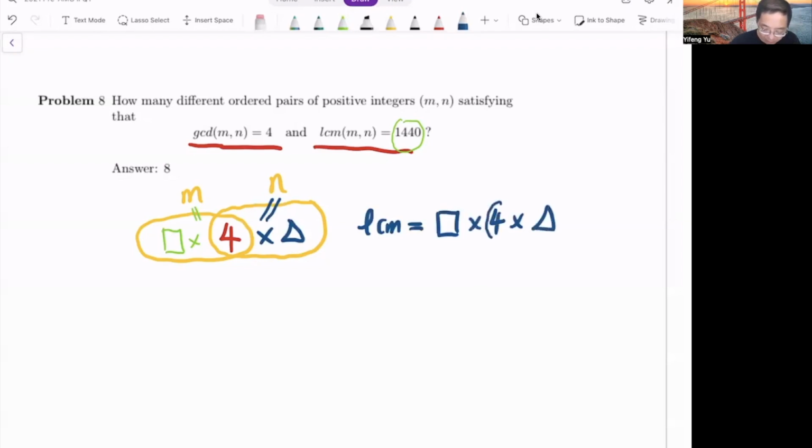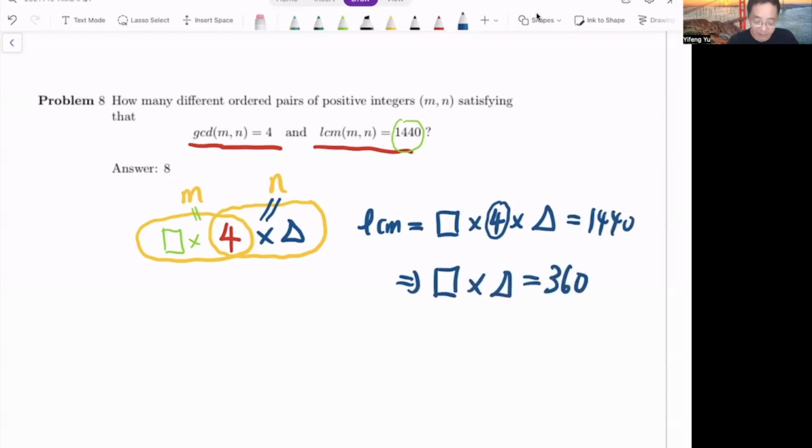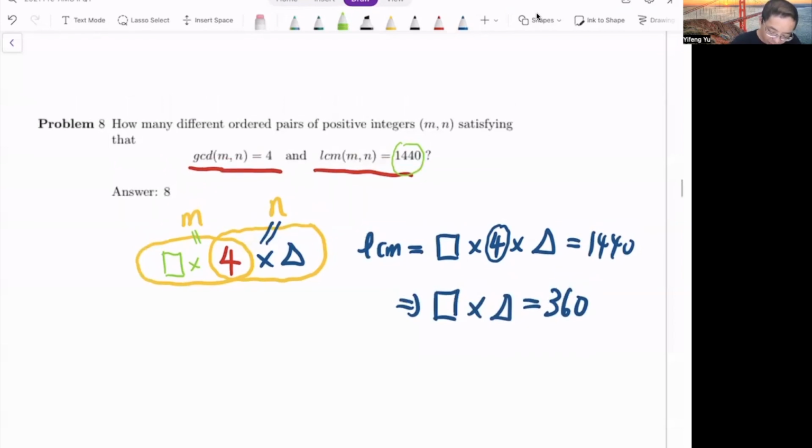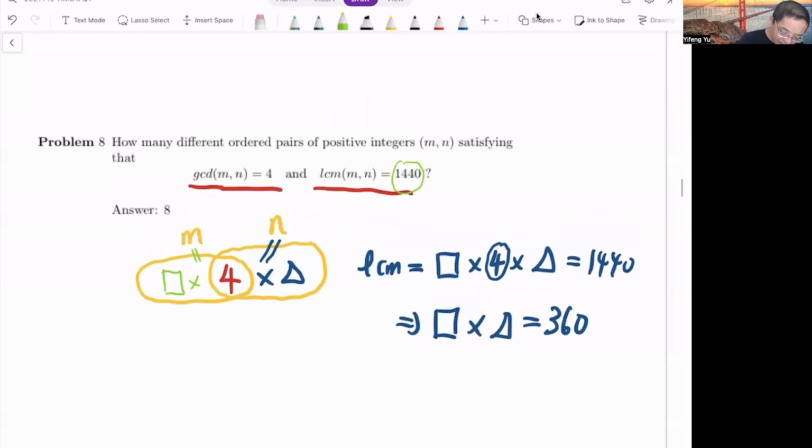So this is the common part, which is the GCD. So this is 1440, and from here we have this one multiplied by this equals, you divide by 4, 360. Now, here I described this with a picture. Another way to see this is we can use algebra.